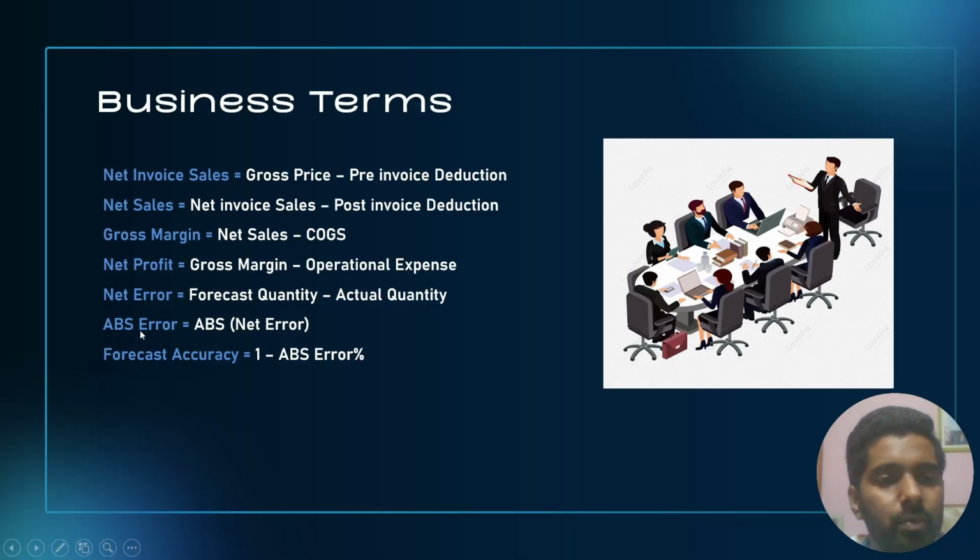Then comes the absolute error, which is the absolute value of net error. Then comes the forecast accuracy, which is 1 minus absolute error percentage. Mostly the forecast accuracy should be close to 100%.